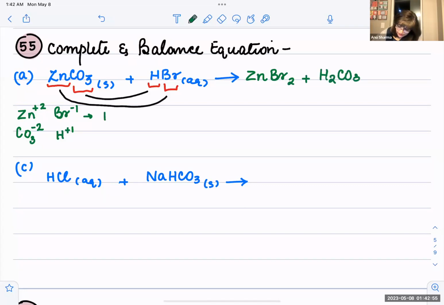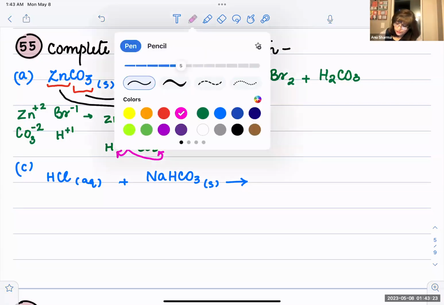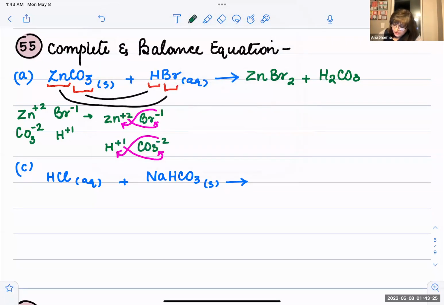Remember that zinc, let me put this here, zinc with its +2 charge and bromine -1 charge. And here you have hydrogen +1 charge and carbonate is -2 charge. So here when they crisscross, this number comes here and this number goes there. But for 1, we don't write it, but the 2, that's how you get H2CO3. But H2CO3 is unstable. So this is an unstable acid.